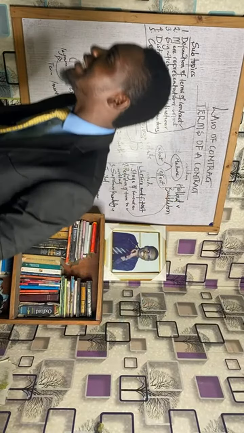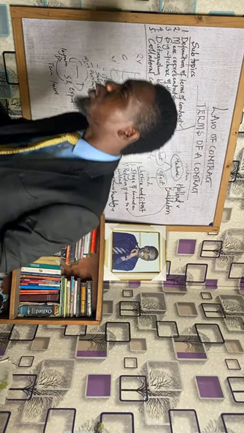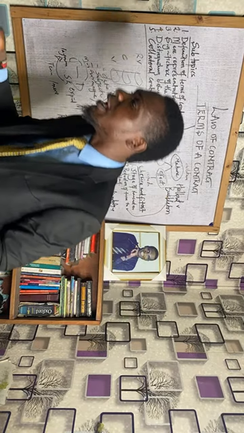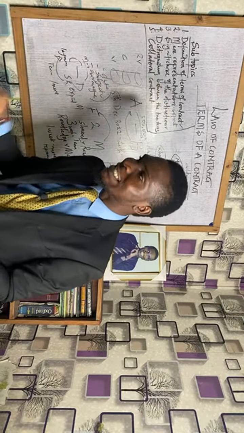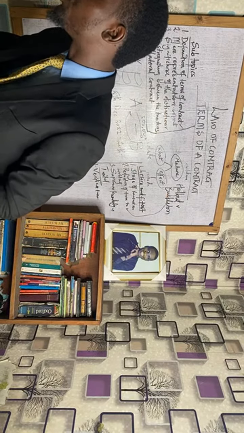Now, on the other hand, a statement is likely to be a term of contract if it is intended to prevent the other party from finding out the truth and induce him to enter into the contract. Let's look at the case of Shawel versus Reed.